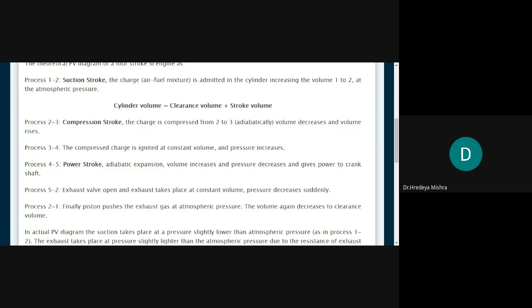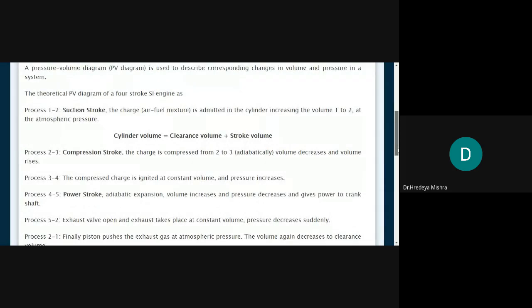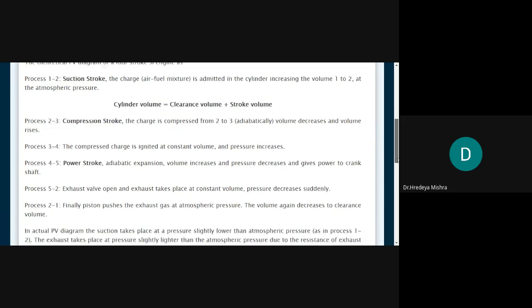5 to 2, the exhaust valve opens and exhaust takes place at constant volume, pressure decreases suddenly. And 2 to 1, finally the piston pushes the exhaust gas at atmospheric pressure, the volume again decreases to clearance volume. This is about the theoretical PV diagram.